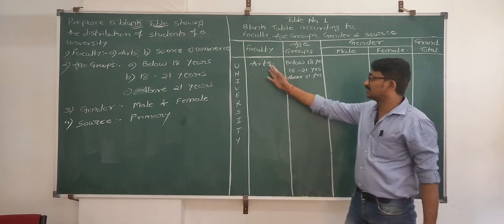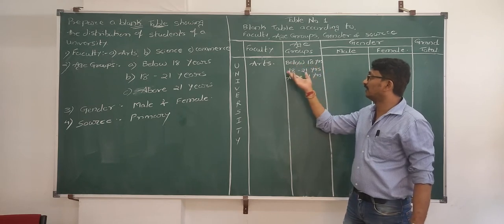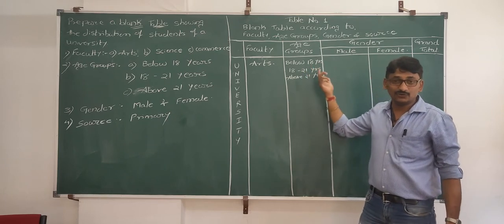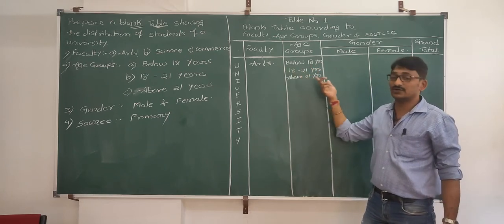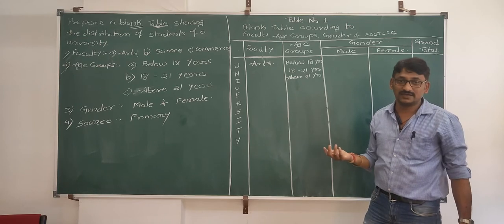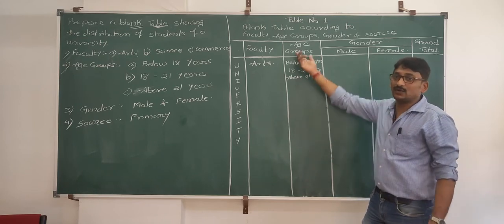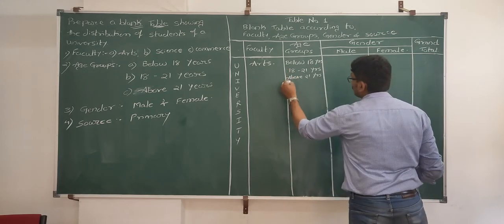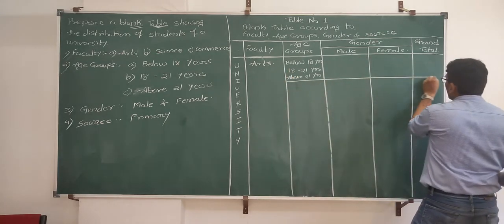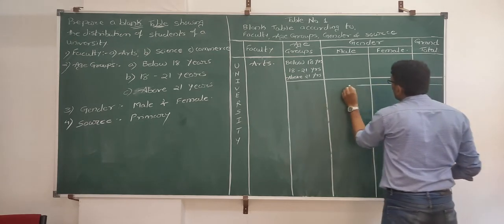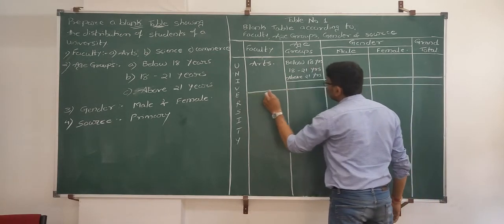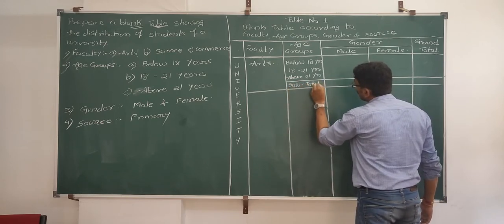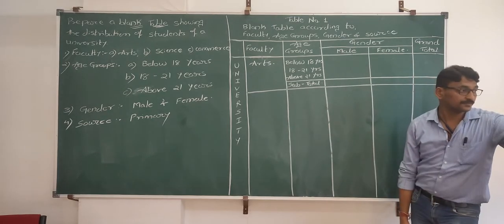Because we don't know in arts section how many students are there below 18. There may be a student below 18 also. There may be a student in the 18 to 21 range also. There may be a student who is above 21 years also. Right? There is always a possibility. So write all the age groups under one faculty. Once you finish with the age groups, draw a small line. Here you have to write subtotal.